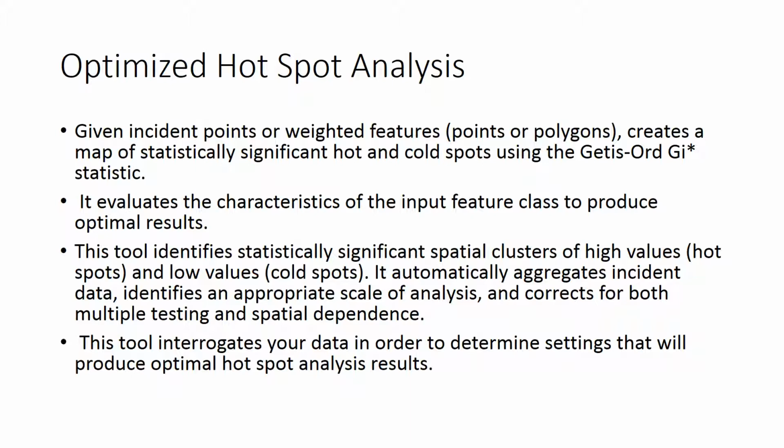So the tool identifies all these statistically significant spatial clusters of high values, in other words hotspots, and these statistically significant spatial clusters of low values, i.e. cold spots, and it automatically aggregates the incident data, identifies an appropriate scale, corrects for both multiple testing and spatial dependence. Now these are important. Multiple testing and spatial dependence have an impact on the statistical validity of the assessment of probability.